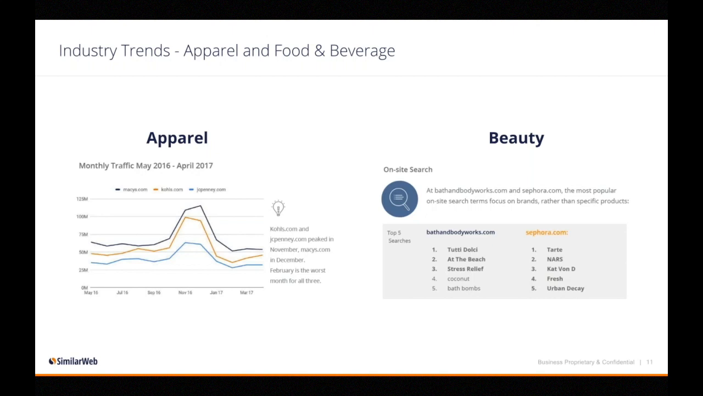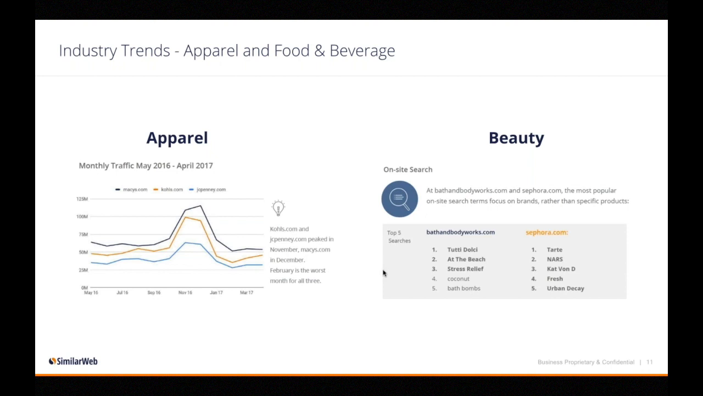So Macy's and Kohl's are both crushing JCPenney during these holiday months. And it's interesting that, for example, November is a much better month for Kohl's, while December is the bigger month for Macy's. So using SimilarWeb, you can really understand exactly the trends and seasonality, who are the winners, who are the losers, what strategies are working, and which strategies are not working.